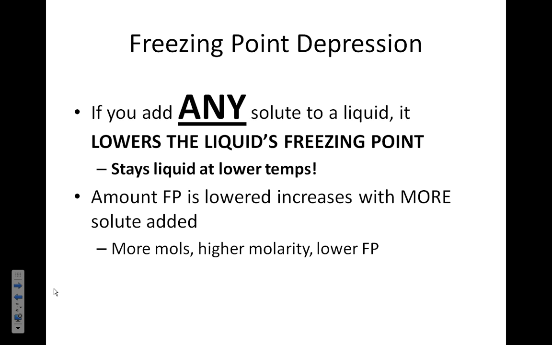Now, how do we talk about having more solute in chemistry? We can say that you have more moles of the solute. You can say that you have a higher molarity, right? Because the more moles you have dissolved, the higher the concentration, the higher the molarity, the lower the freezing point. So this freezing point depression is what we call a colligative property.